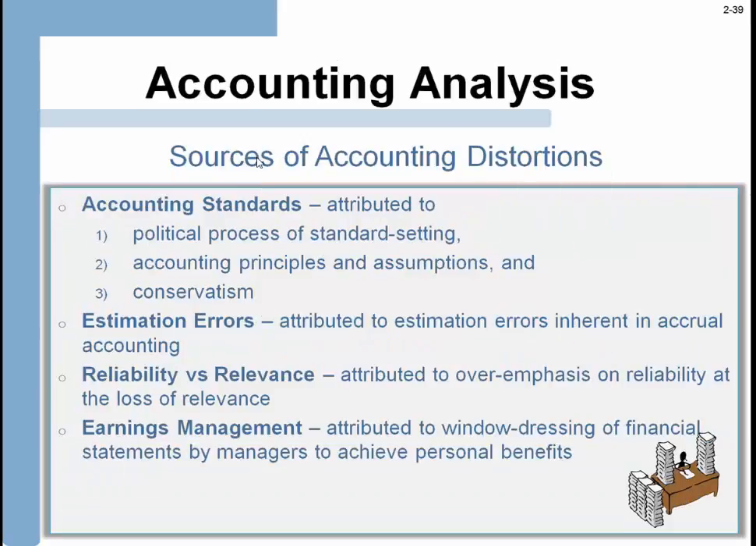Sources of distortion. Accounting standards, because they're attributed to the political process of standard setting, accounting principles and assumptions, and conservatism. Some companies are much more aggressive. For example, they may decide to expense computers in one business, whereas another business might decide to capitalize them. A company that capitalizes them, puts them on as an asset, might expense them over 3 years, whereas a company that expenses them is going to expense it all at once.